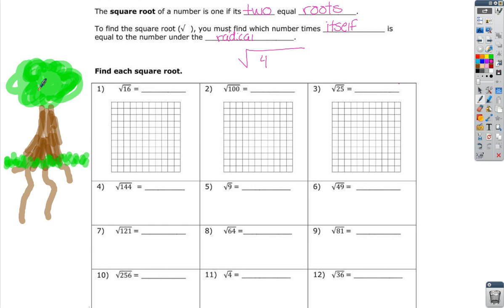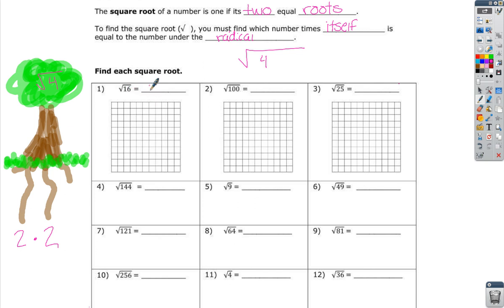So we have our tree over here. We're going to put our radical on our 4, so the square root of 4 under it. We need to figure out what times what is going to get us to 4. So let's think. 1 times 1 is 1. 2 times 2 is 4. So we know our roots will be 2 times 2. So our roots get us to that number under the radical. So this is our answer. So now we're going to look at our first question. So number 1, the square root of 16. So we need to figure out our 2 roots for 16.